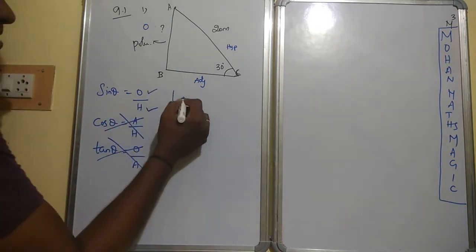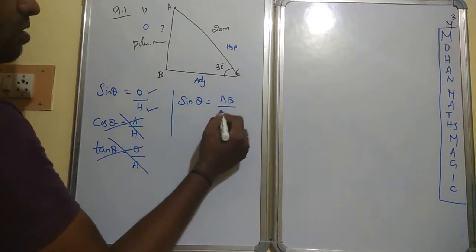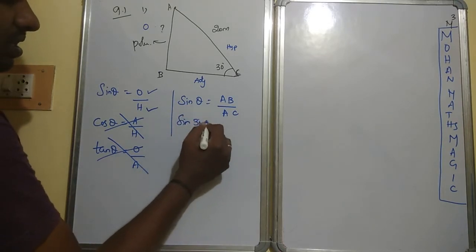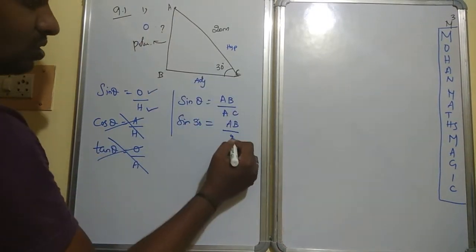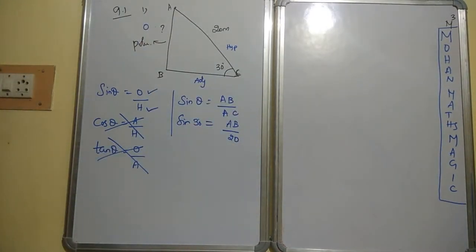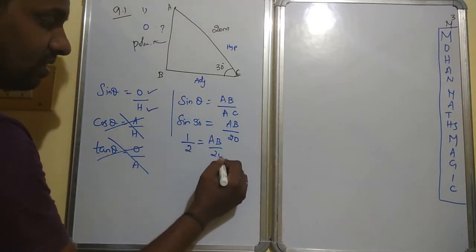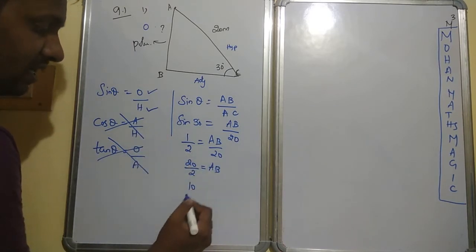So this is sin theta equals opposite side AB upon hypotenuse AC. Sin theta, the value is 30 degree, equals AB, I don't know the value, upon AC hypotenuse 20. Sin 30 value. The basic requirement is you should know the trigonometry table. For introduction to trigonometry, kindly see my video. So sin 30 value is 1 upon 2, equals AB upon 20. If you cross multiply, we'll get 20 upon 2 equals AB. So 10 equals AB.